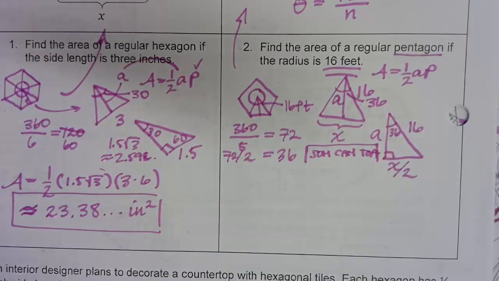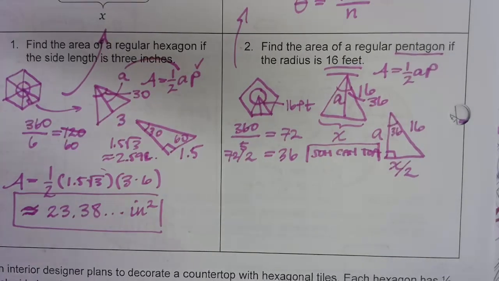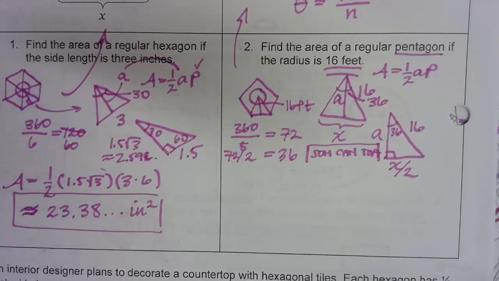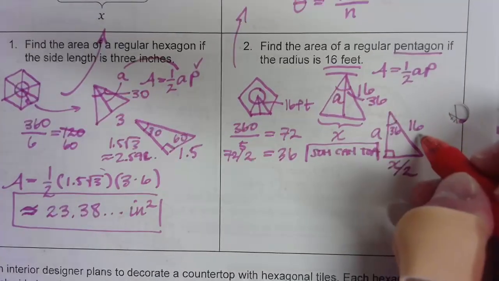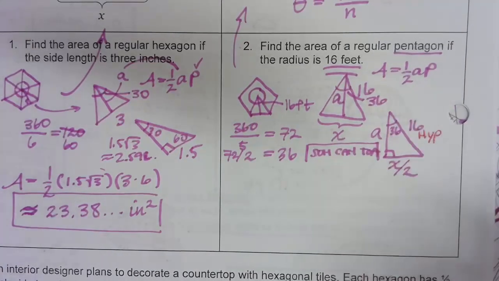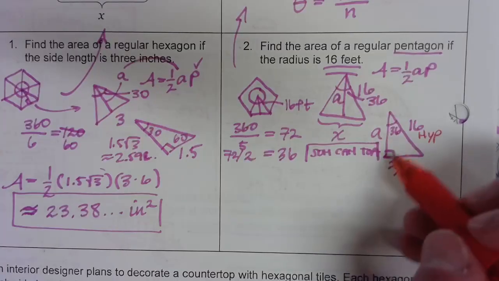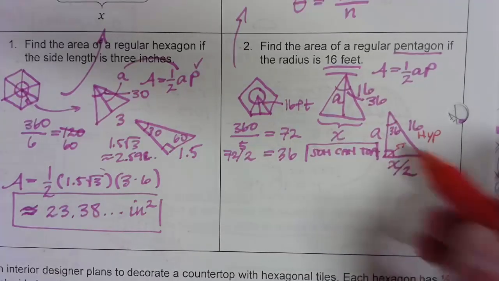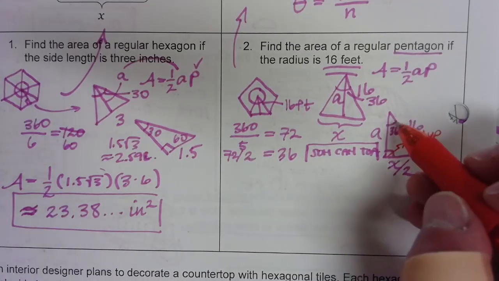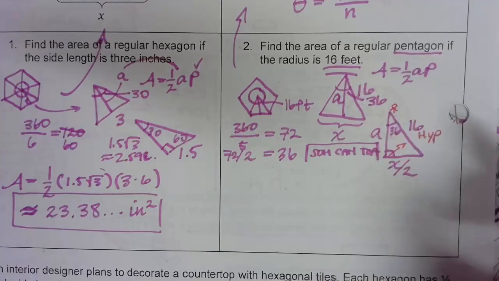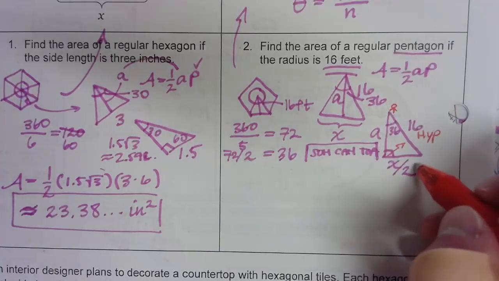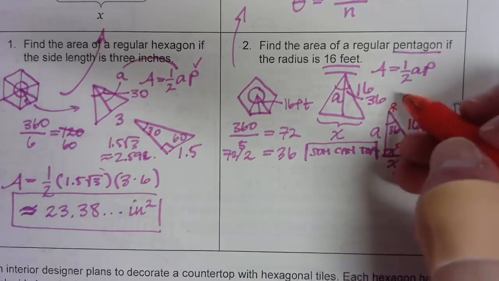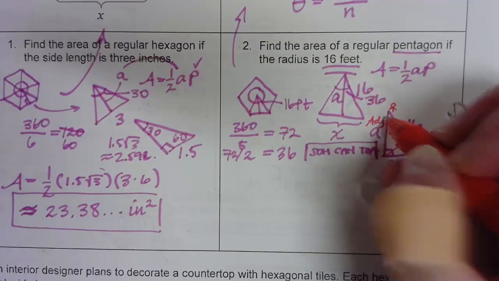SOHCAHTOA is a mnemonic that helps us remember which trig function best suits us in any given situation. So, for this particular situation, I'm now going to take my red pen and label. Here, for example, this is the hypotenuse of my right triangle because it's the longest side and it's across from the 90-degree angle. And then here, if I'm standing at my reference angle, across from that angle is the opposite side. Adjacent to that angle is the adjacent side.